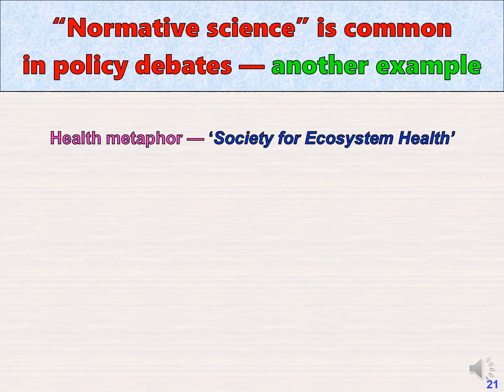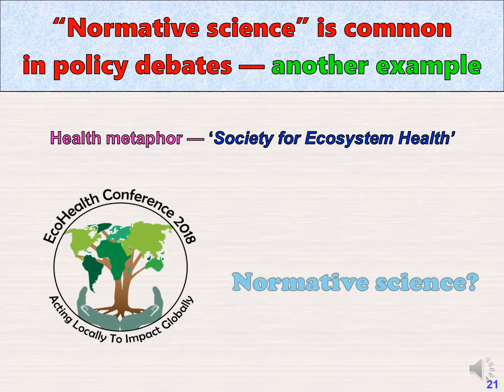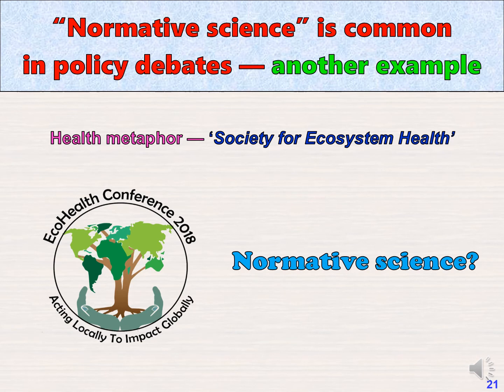Well, normative science, I find, is very common in policy debates. And here's another example. Look at the human health metaphor. We have professional societies that even have things like ecosystem health in their title. But the question I want to look at is the use of ecosystem health in science. Now, policy advocates can use anything they want to help sell their policy preference. They have no rules to follow. It's strictly a marketing game. Okay, but in science, the question is, is ecosystem health really an example of normative science?